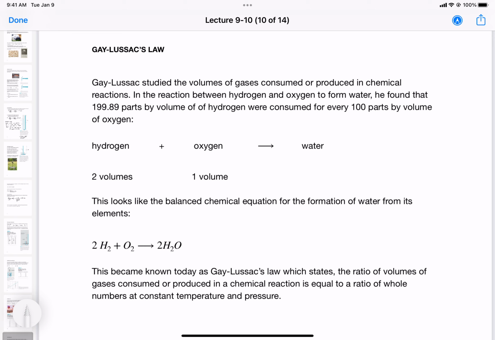So this law quickly became known as Gay-Lussac's law, which states the ratio of volumes of gases consumed or produced in a chemical reaction is equal to a ratio of whole simple numbers at constant temperature and pressure. So it had a direct relationship to stoichiometry, and this connected to the next law I'm going to talk about.